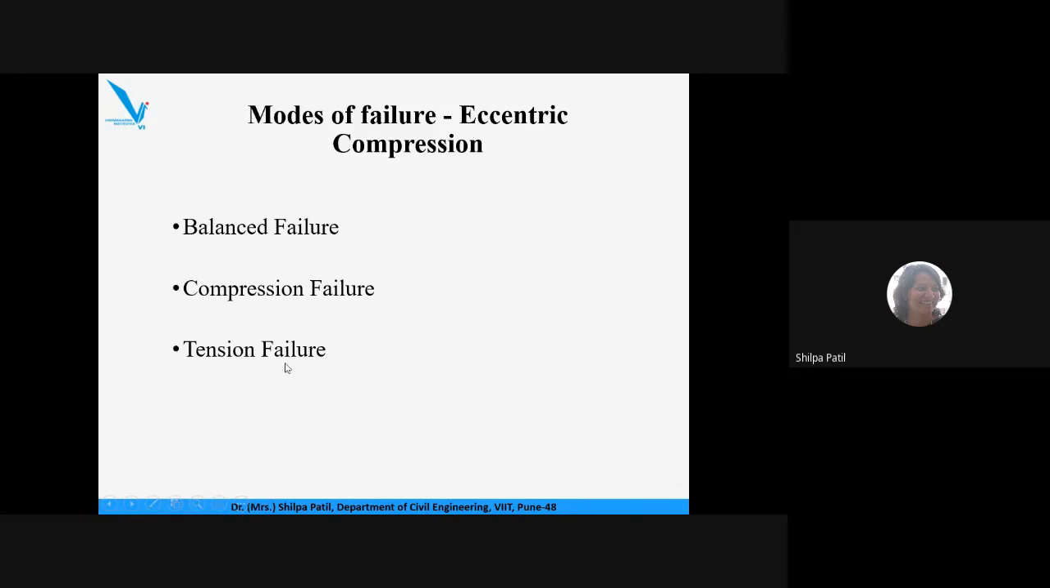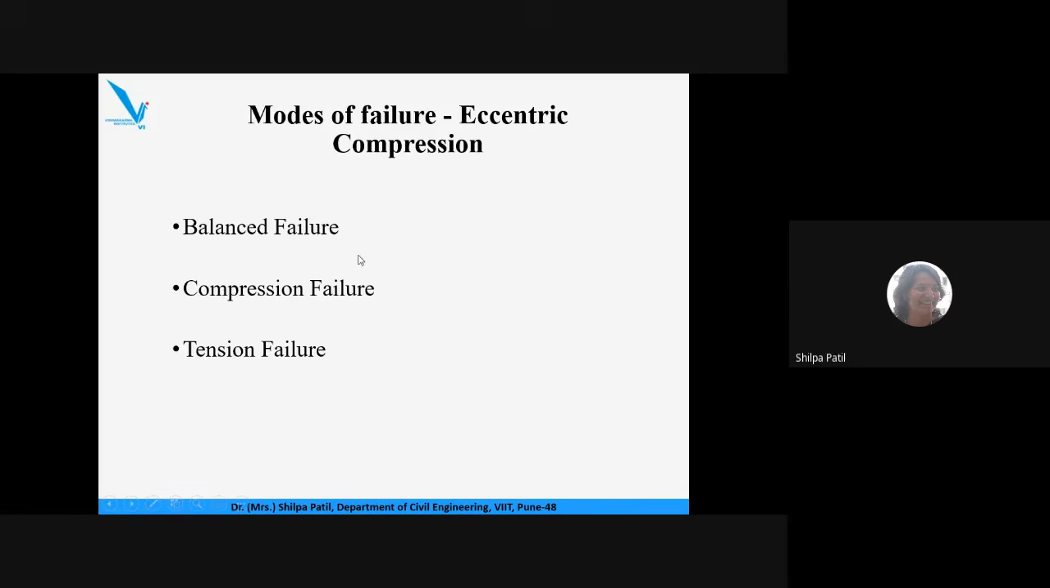Now in between these two types of failure, compression failure and tension failure, a third type of failure is considered, which is called balanced failure. In case of balanced failure, the yielding of steel and crushing of concrete take place simultaneously. It means at the same time the steel is also yielding and the concrete is also getting crushed. That is called a balanced failure. The eccentricity of the load in case of balanced failure is denoted by e_b, e suffix b. b stands for balanced.